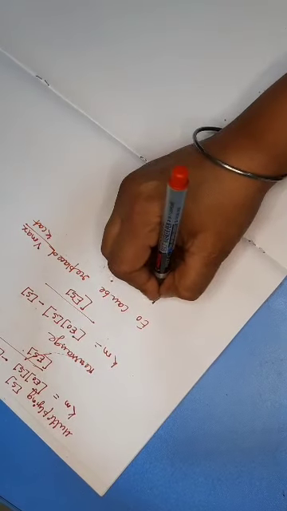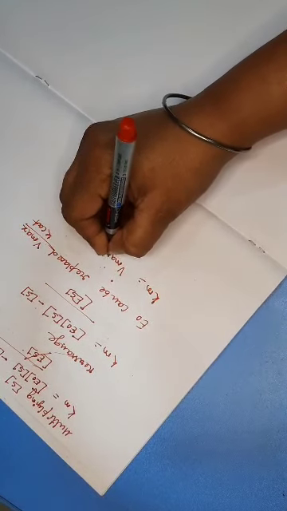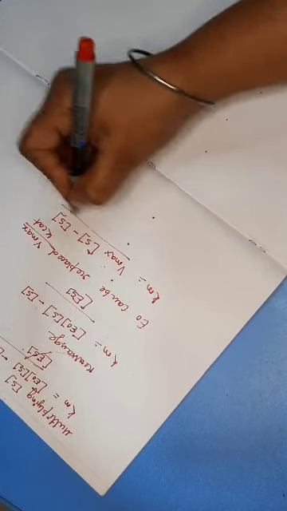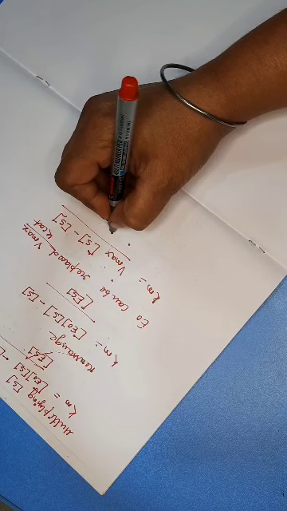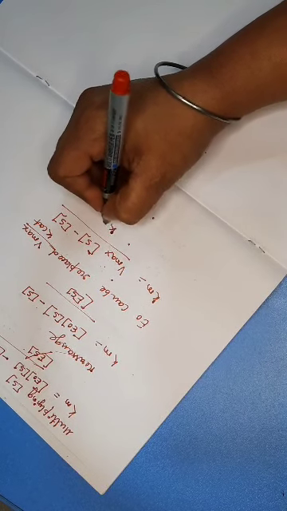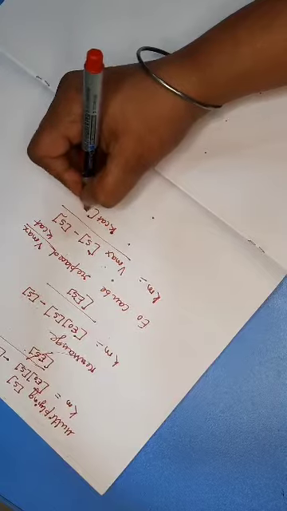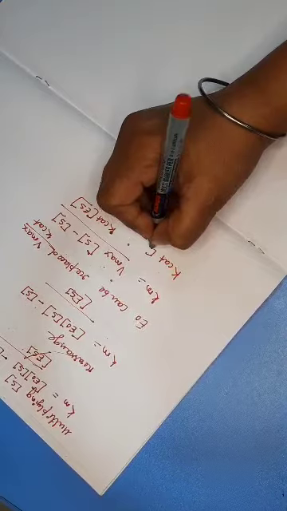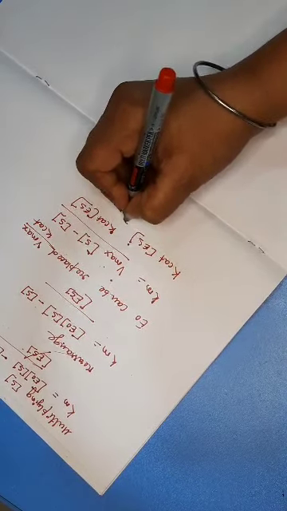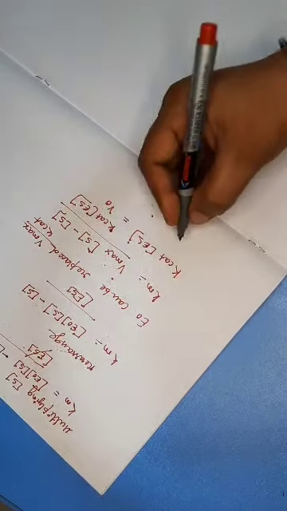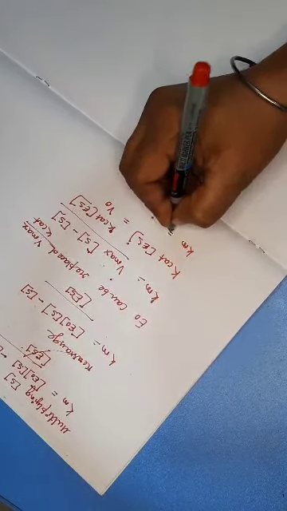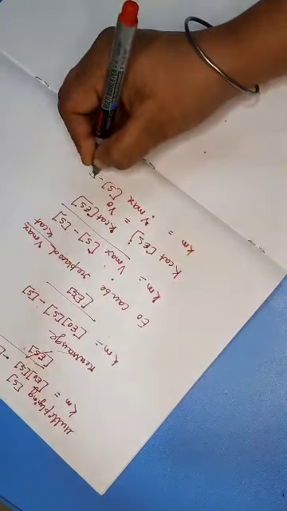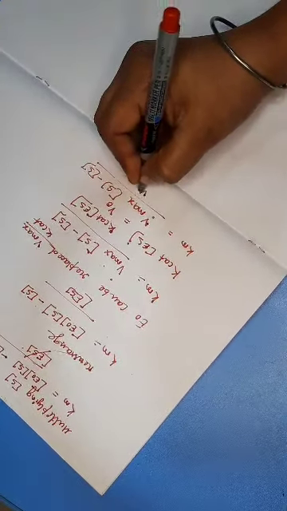So now I can write that Km is equal to maximum velocity into substrate concentration minus substrate concentration, divided by K cat value into enzyme substrate concentration. Now this K cat into enzyme substrate concentration is equal to V0. This we have already written previously. So now if we substitute, Km will become V max into substrate concentration minus substrate concentration divided by V0.